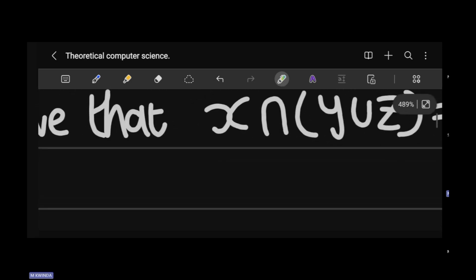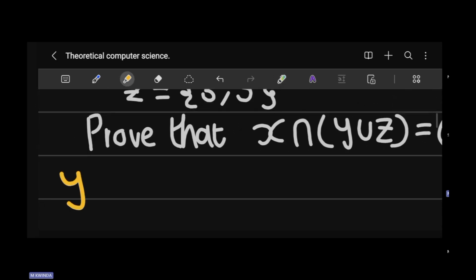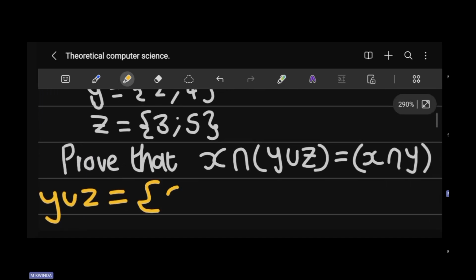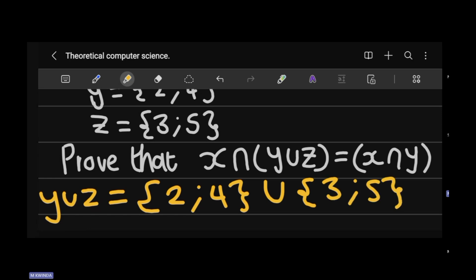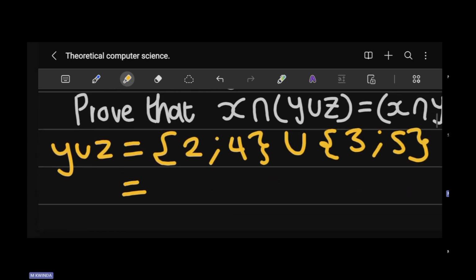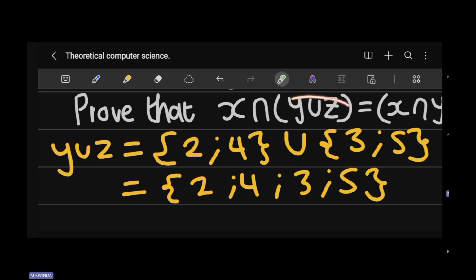So if I have this, I'm just going to write my y or z, and that's equal to, so if I look at my y is 2 and 4, and then my z is 3 and 5. So y or z would be 2, 4, 3, and 5, right? So now I have this part, and now I have to join it to this, and then I'm going to do the distributive law.